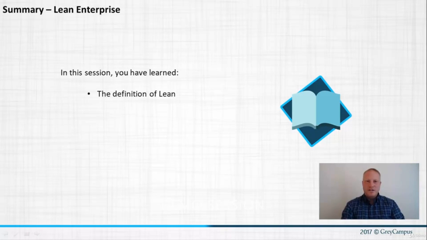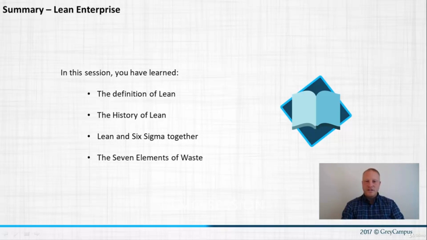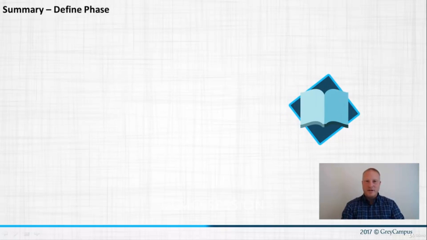So, in this session for Lean Enterprise, we talked about the definition of lean, the history of lean, how lean and Six Sigma coexist within an organization, and then the 7 elements of waste, with the purpose of lean being the elimination of those 7 elements of waste, or categories of waste.